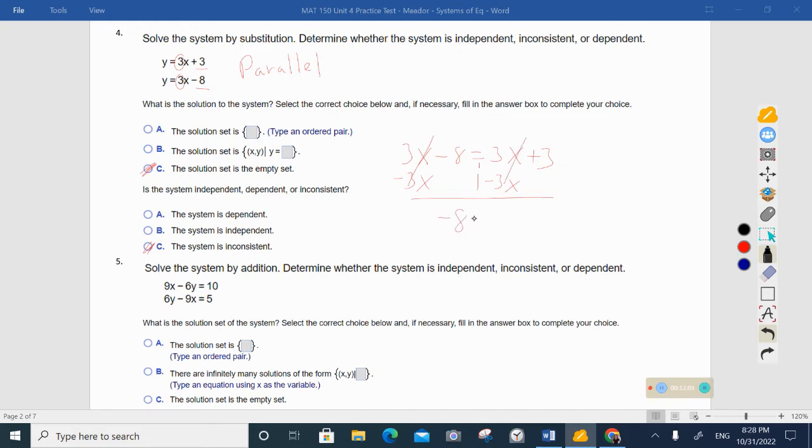And when the variables disappear, something special is happening. And because we get negative 8 equals 3, we know that that is false. It will never happen. And if it never will happen, it's no solution.